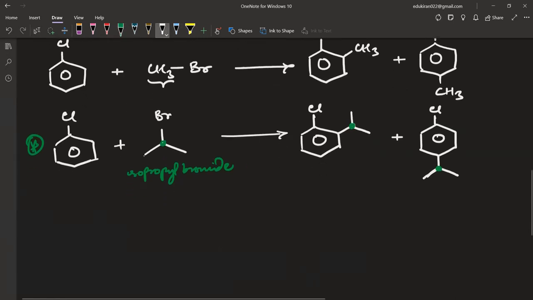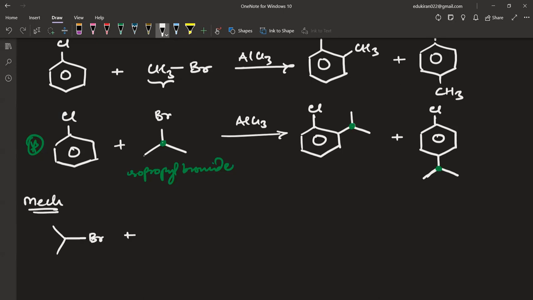Now look, in the mechanism, what do we have here? Write AlCl3. It is not written here, but any Lewis acid can be used, as in halogenation. So here we have isopropyl bromide, plus we have AlCl3. Again, three chlorine atoms and one vacant p orbital. This Br will go and attach here.